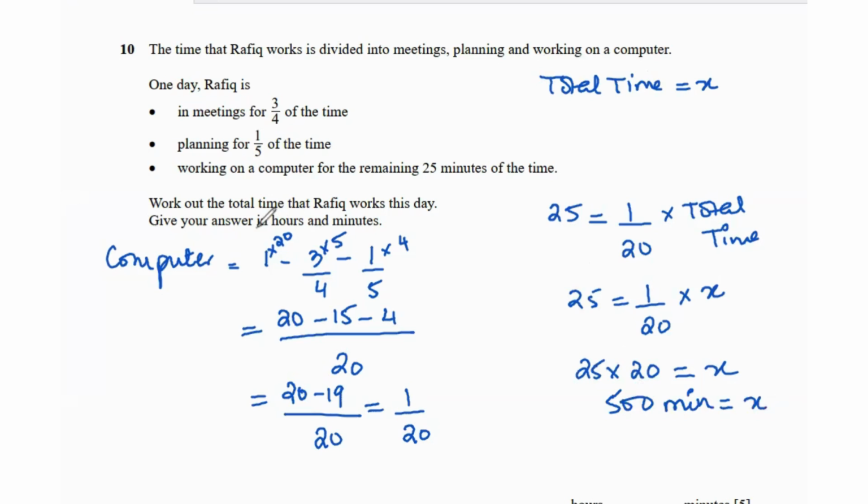Going back to the question, they want the time in hours and minutes. So let's split the 500 minutes into hours and minutes. We know 1 hour has 60 minutes. And 8 hours will have 480 minutes. So if we remove 480 from 500, we're left with 20 minutes. So our final time is going to be 8 hours and 20 minutes. That is your answer.